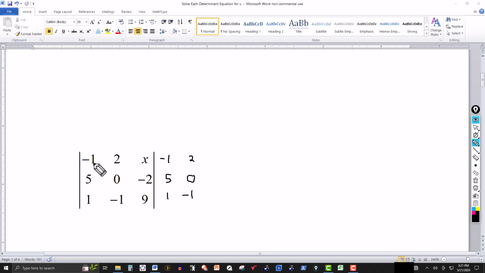And then the procedure is we start in this corner right here, and we just multiply down the diagonal. So it's negative 1 times 0 times negative 9, but we have a 0 there, so that's going to give me 0. And then we add these products. So the next one would be 2 times negative 2 times 1, that's negative 4. And then the next one, again, we're adding these right here, x times 5 times negative 1, that'll be a negative 5x.